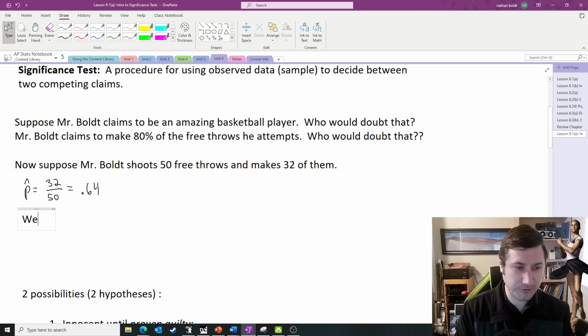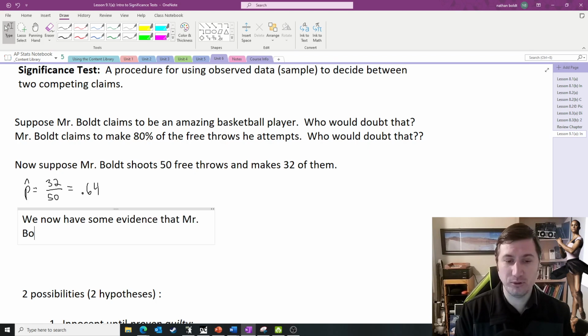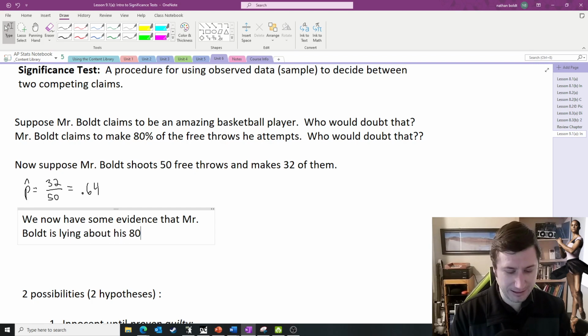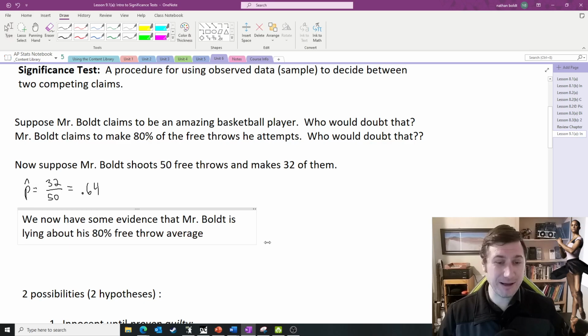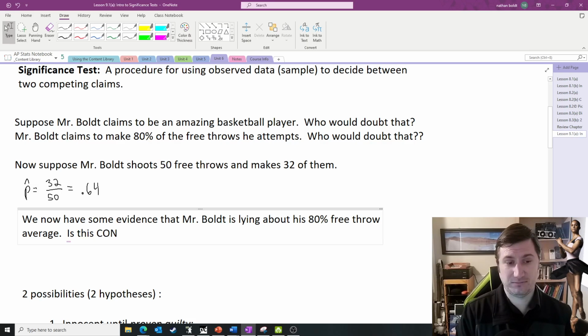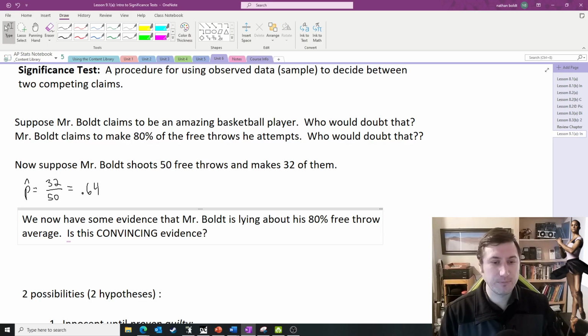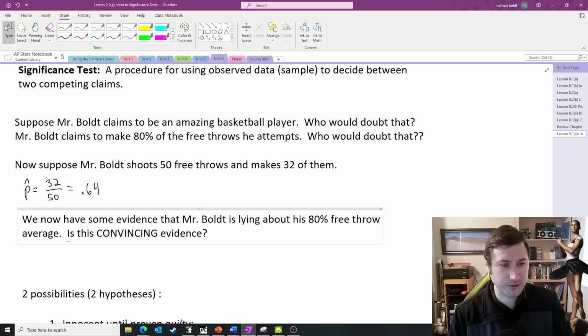So we now have some evidence that Mr. Bolt is lying about his 80% free throw average, right? But is it convincing evidence? That's the big question. Yes, we do have some evidence that I'm lying about my 80% free throw proportion. But is this convincing evidence? So we're going to get a procedure to decide, is this convincing evidence or not?